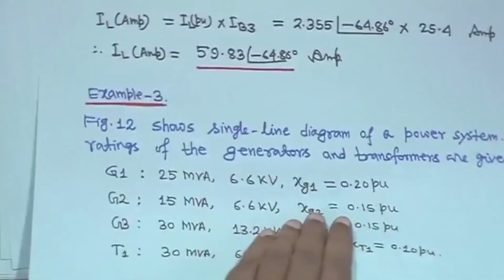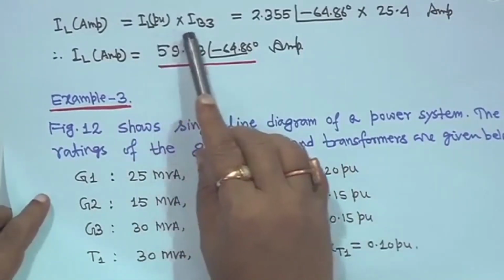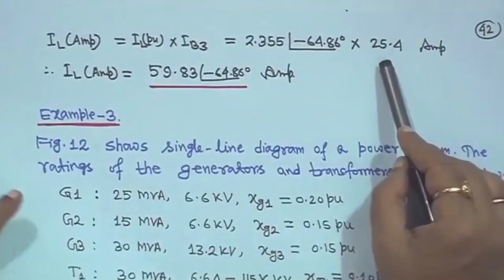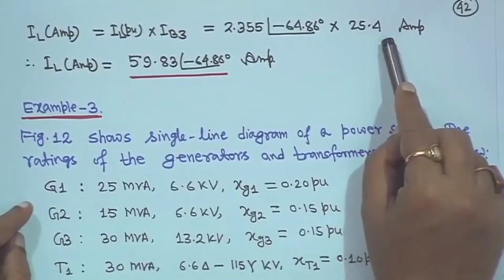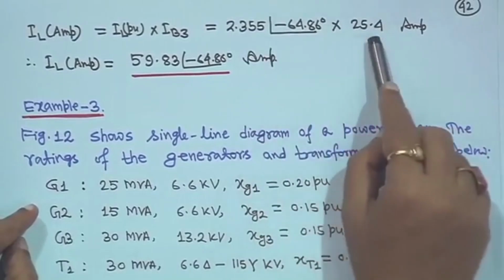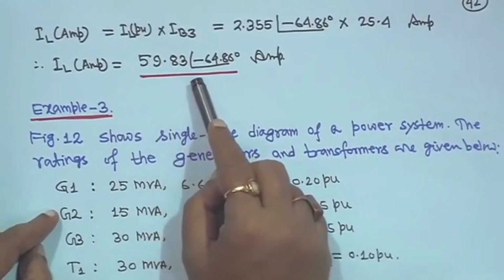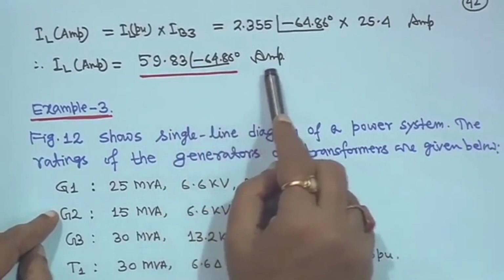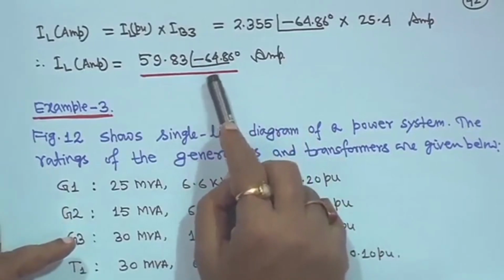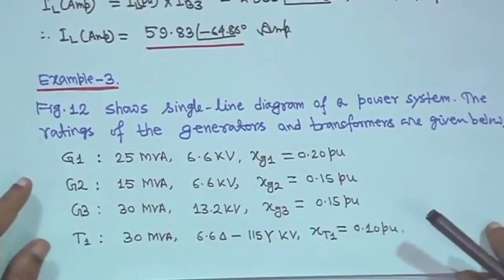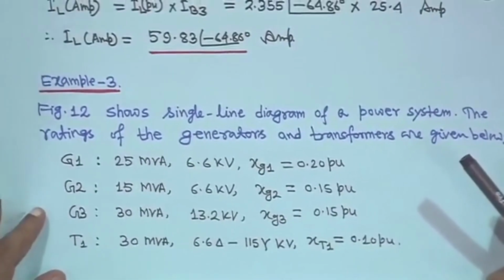Then you have to find out the ampere value; we have said you have to find out I_L per unit into I base. We have seen that the base current for that side is 25.4 ampere. So, this per unit value multiplied by 25.4 will be 59.83 angle minus 64.86 degree ampere. So, this is the load current, and the current is lagging because the load is inductive, right. So, this numerical you have understood, right.